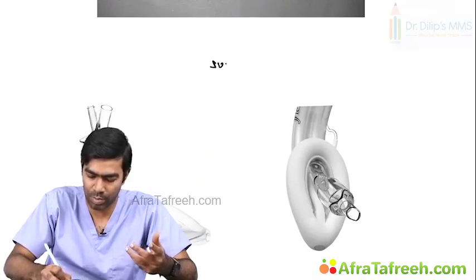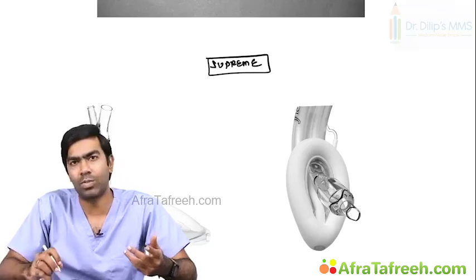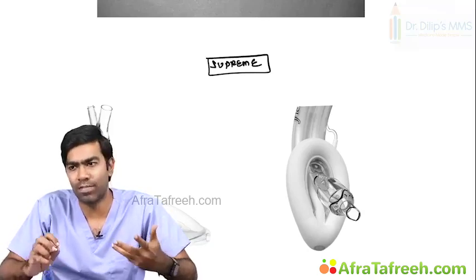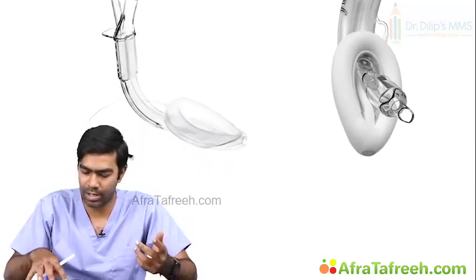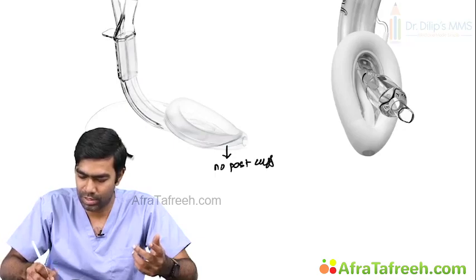This is called an LMA Supreme. In LMA Supreme, one important feature is, you can see there is no posterior cuff, which means there is no kinking. When you are starting to insert this LMA Supreme into the patient, since there is no posterior cuff at all, it cannot kink back, it cannot revert back, so that you have to manually reposition. So that is one modification they did in the LMA Supreme.